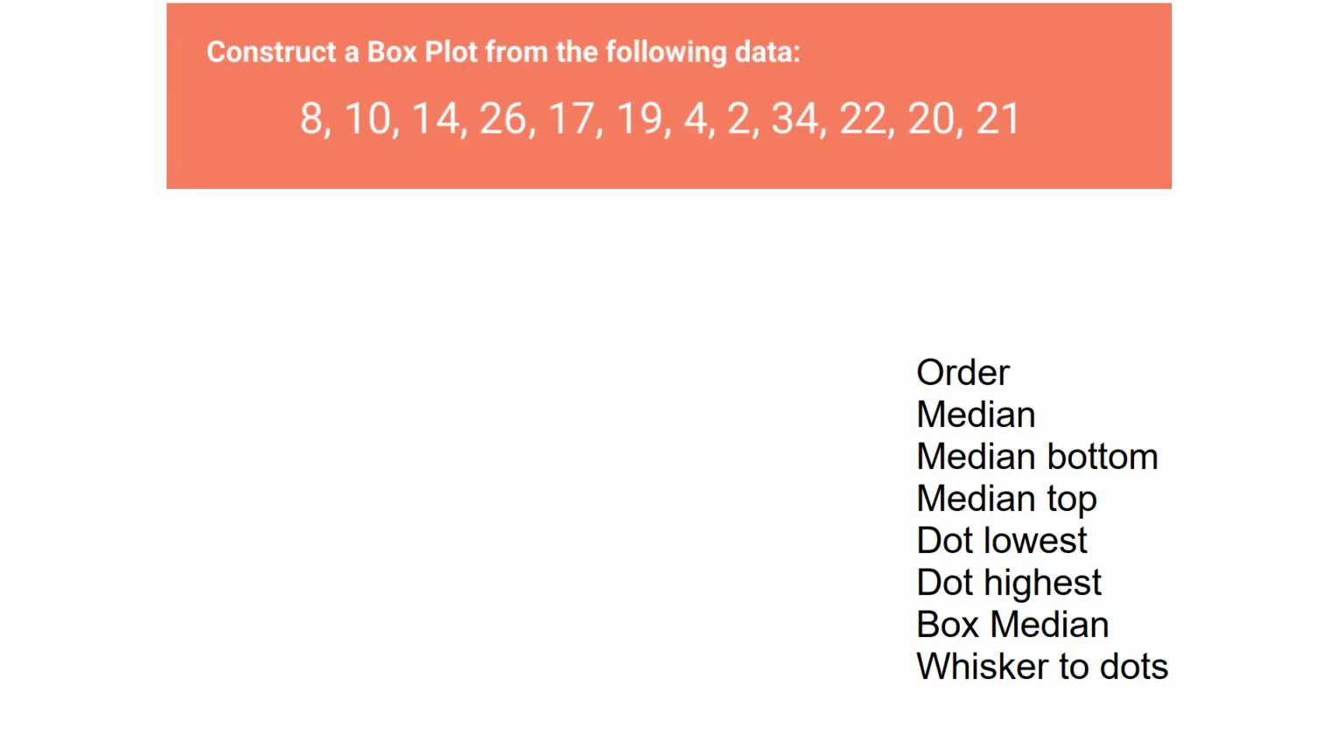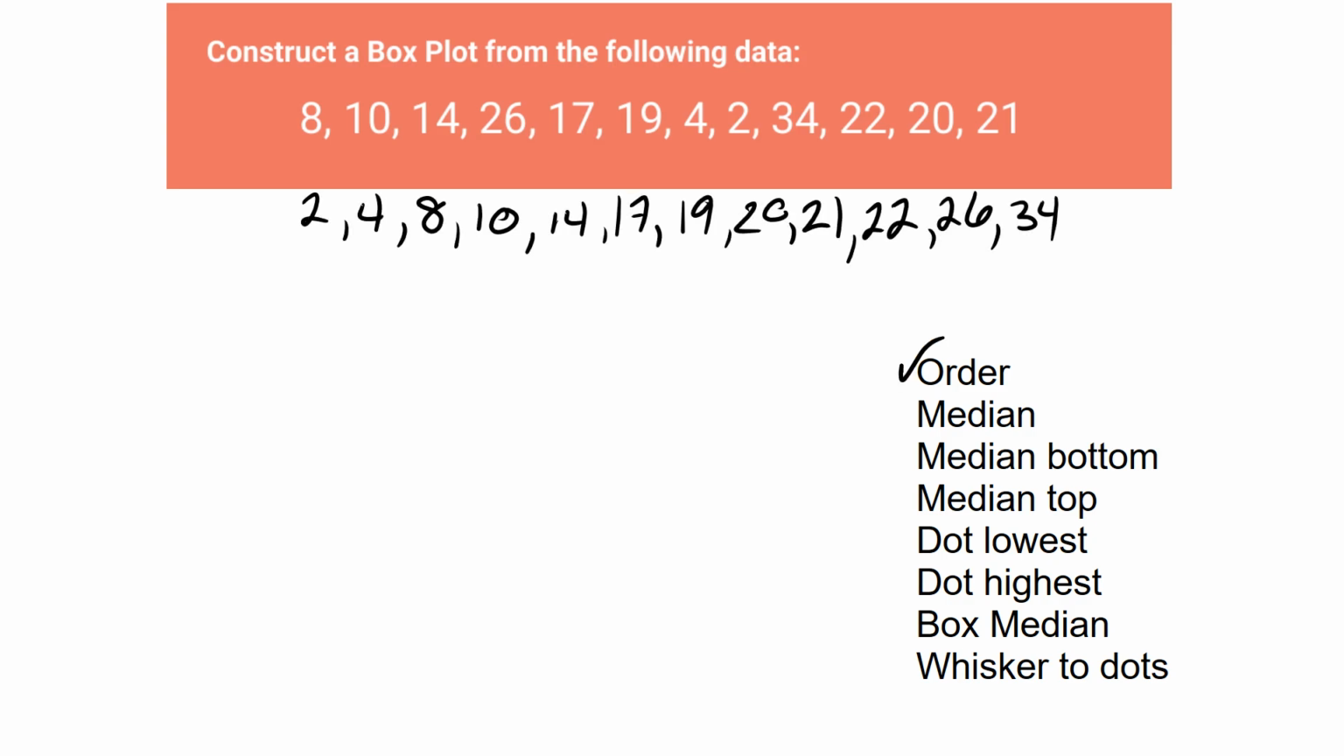Here's a set of data. Step 1 says we have to put everything in order. So let's do that. So I've got them in order. The next thing I need to do is find the median. The median is the centerpiece of data, but in this case, we've got an even number set of data. We've got 12 pieces of data.